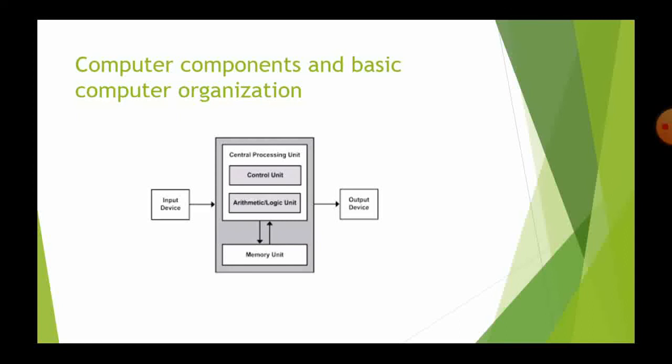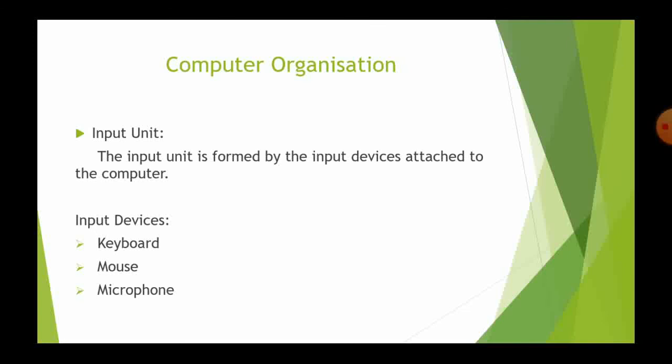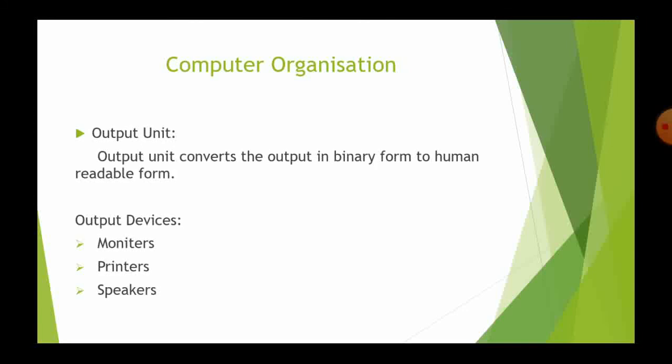What are the computer components? Input unit, central processing unit, output unit. The central processing unit has three components: control unit, ALU, and register. The input unit is formed by the input devices attached to the computer. Only through input devices can you give input to the computer. The input devices are keyboard, mouse, microphone.